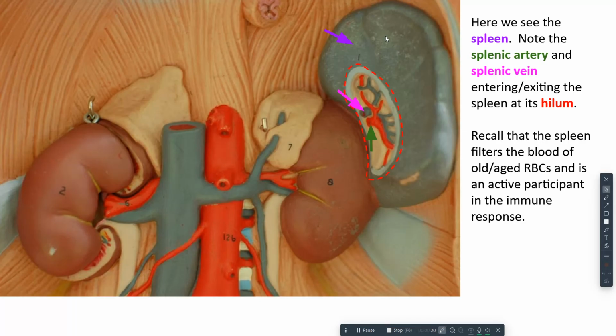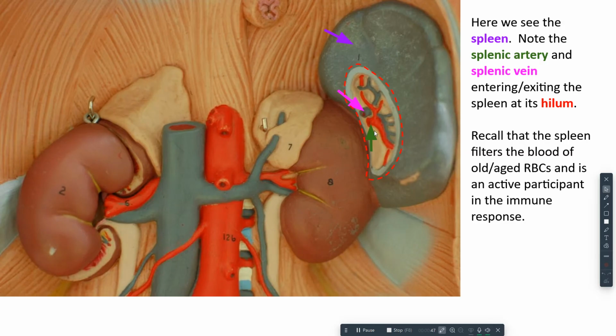This gray guy over here is the spleen. Look at it right next to that kidney, tucked next to that diaphragm. The stomach will be sitting right here, colon under here. But there is the spleen right there. Spleen, of course, filters the blood of old, beat up red blood cells. It's part of your immune response. It's always on the lookout for pathogens.